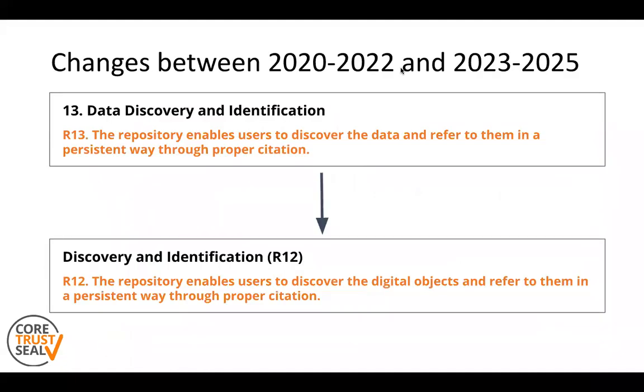If we look at the changes between the last 3 years and the 2023 to 2025 requirements, we see that there's really not a lot of change in the specific requirement statement. However, the guidance was extended to demonstrate assurance that identifiers will continue to resolve to the correct data or metadata over time, and to describe how versioning is reflected by the persistent identifier system in place.